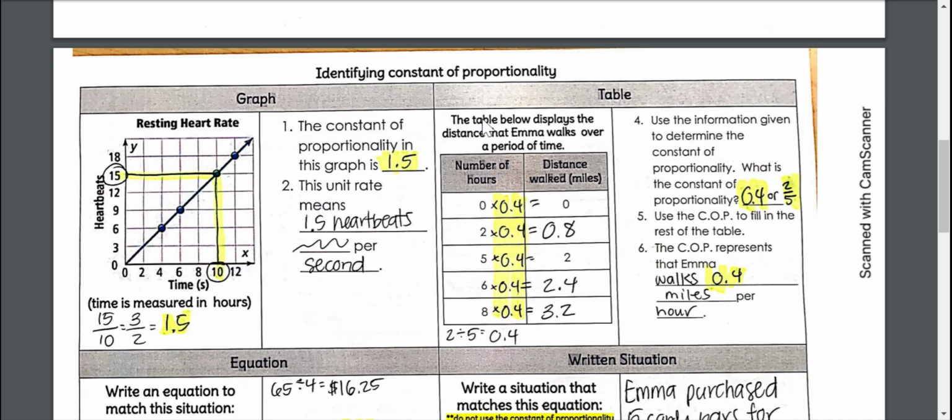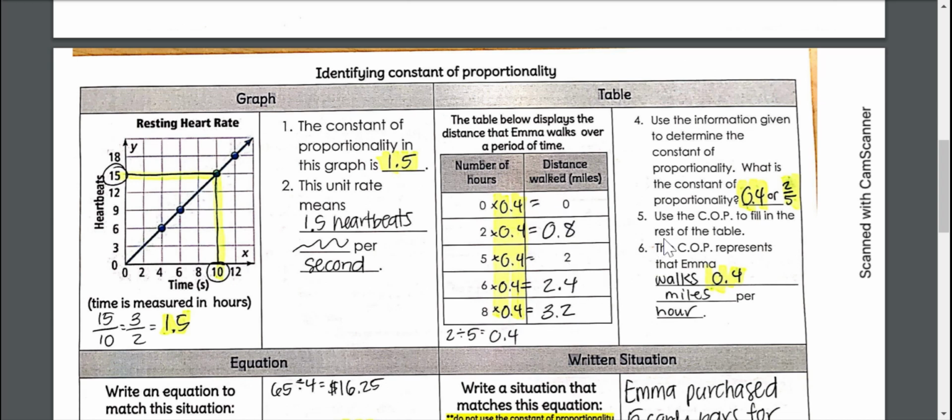Next, the table below displays the distance that Emma walks over a period of time. The question says, use the information given to determine the constant of proportionality. Well, the information that was originally given was the ratio 5 and 2. We can calculate the constant of proportionality by doing y divided by x. So I did 2 divided by 5. That gave me a constant of proportionality of 0.4, or it could also be written as 2/5. Then you should use the constant of proportionality to fill in the rest of the table. So once I had that constant of proportionality, I multiplied every single x value by it to get the y value.